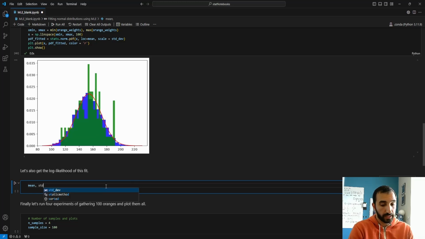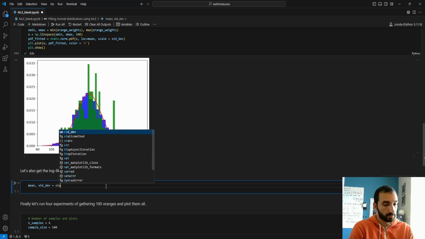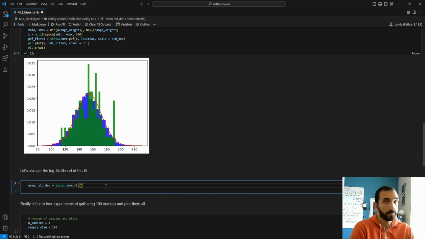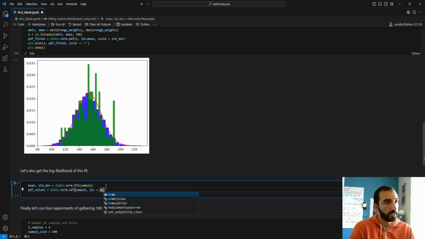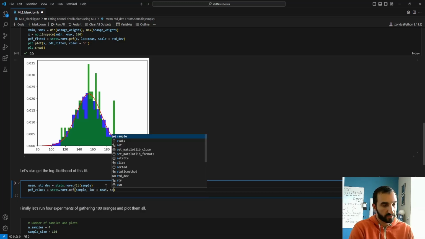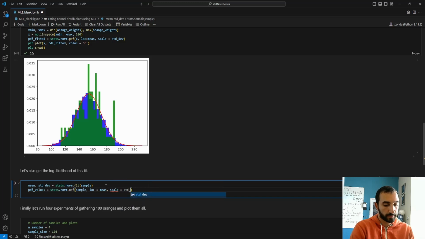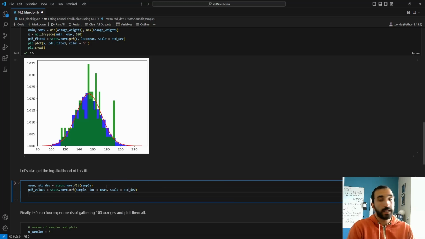So I have the mean and standard deviation again. I'm just going to refit this so we have everything in one place. So that's the fit of the samples. Okay, our PDF values now are again going to be stats.norm.pdf of sample. Location is the mean, and the scale is the standard deviation. Okay, and now we can go ahead and compute the log likelihood.